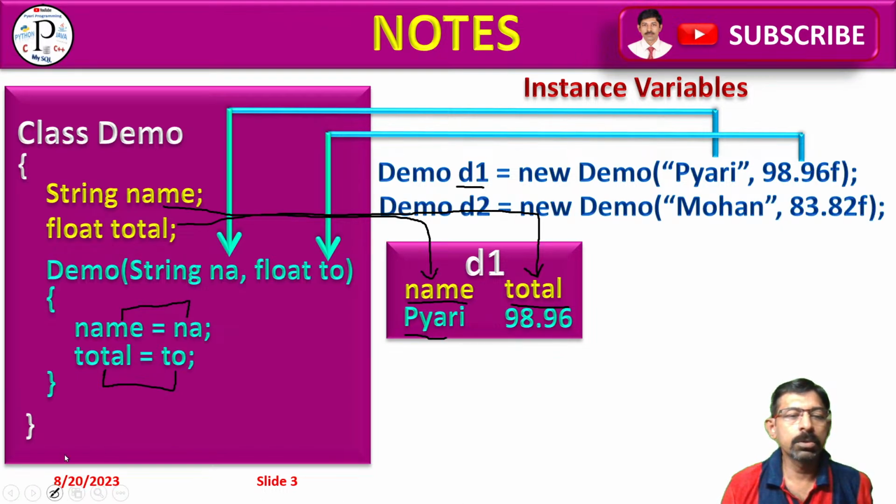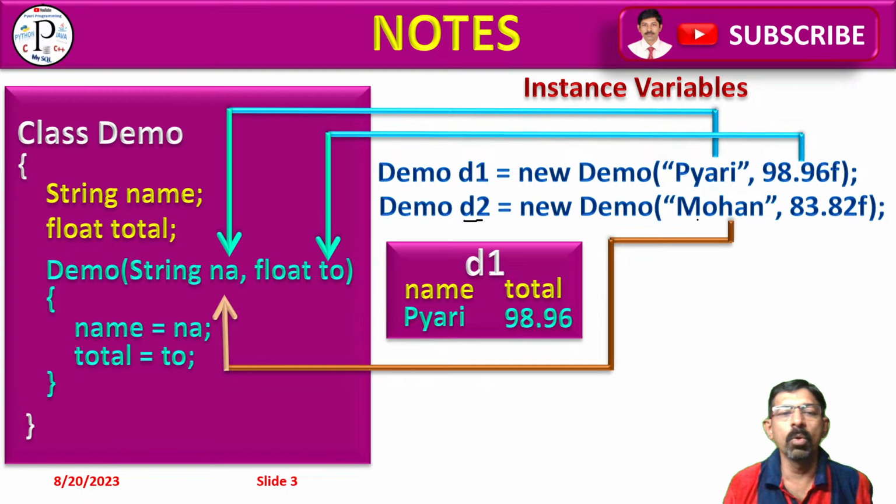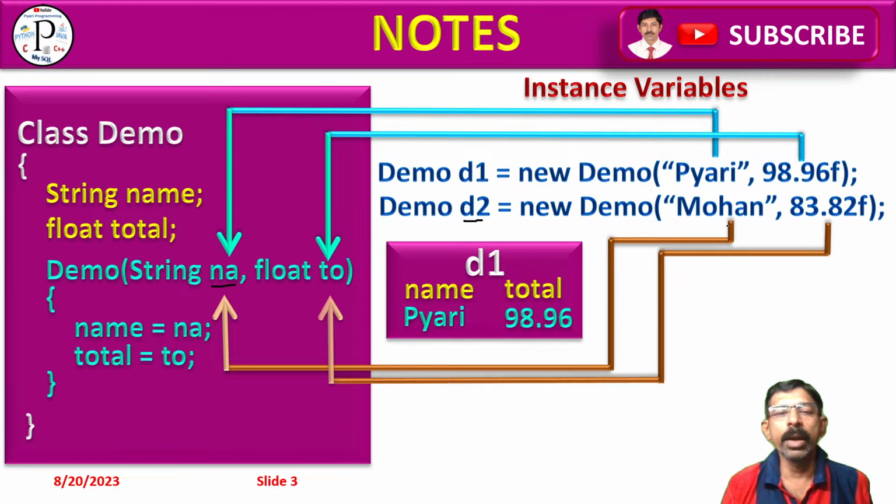If object D1 is understood, now I'm creating one more object over here. Again, I'm clearing the screen. I'm creating one more object called D2. So what will happen? It will pass these values. Mohan will be passed to the same variable, because these are local variables. This is overwritten, and 83.82 is passed to TO. Again, in turn, these variables are giving their values to name and to total.